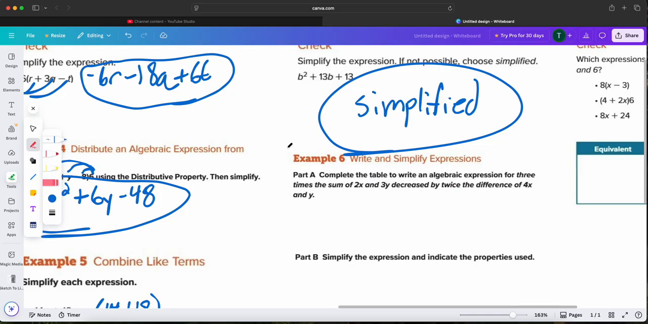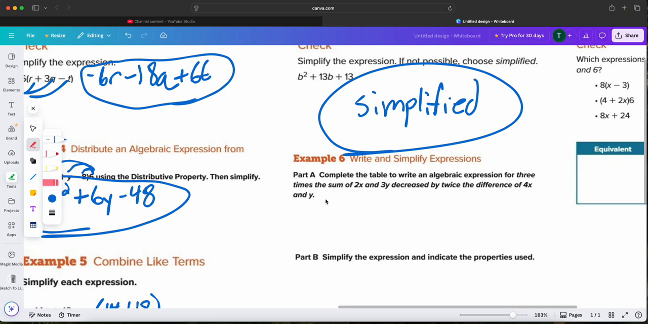The next one here says complete the table to write an algebraic expression for 3 times the sum of 2x and 3y decreased by twice the difference of 4x and y. So we're not going to go ahead and do the table, but we will write our expression.